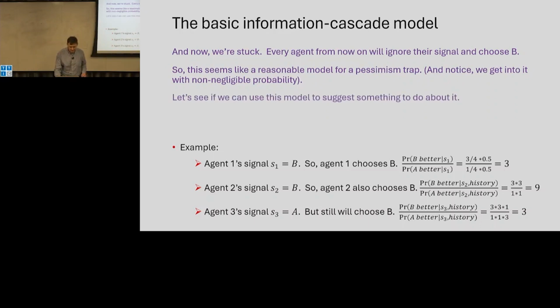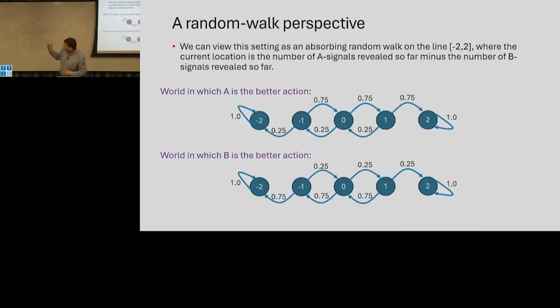Good. So what I want to do is see if we can use this model to suggest something to do about it. First, here's another way to look at this mathematically, which is you can view this as a random walk or Markov chain of the following type. So we can think of this as an absorbing random walk on the line from -2 to 2, where the current location is the number of A signals that have been revealed by the world so far, minus the number of B signals revealed by the world so far.